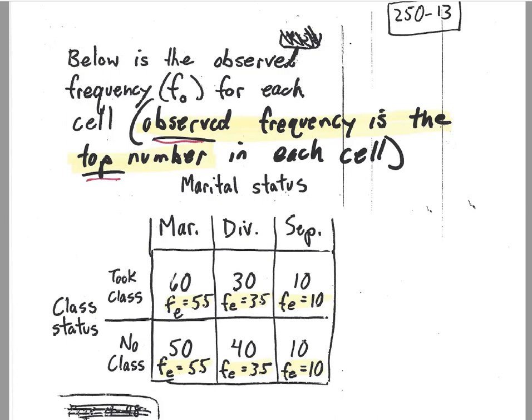Below is the observed frequency for each cell, as I've previously defined. Observed frequencies refer to the number of people that are actually in a given cell. And with this version of the table, the observed frequencies are going to be the top number in each cell. You can see that within each cell, there's a top number and a bottom number. The top number is the observed frequency, and those are the numbers that I've shown you up until now.